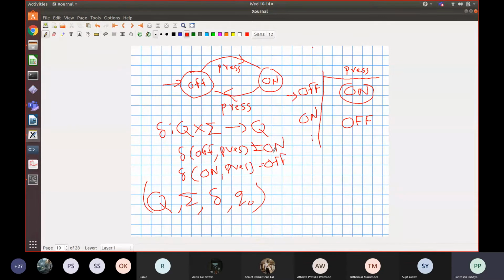And I have only defined the syntax of the automaton, right? Difference between Q and Q0 is what? Capital Q is the set of states of the system, right?